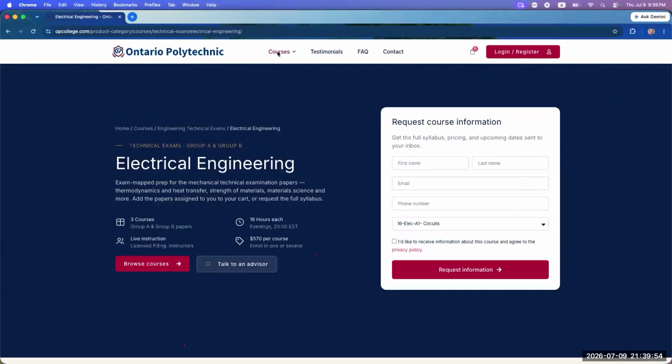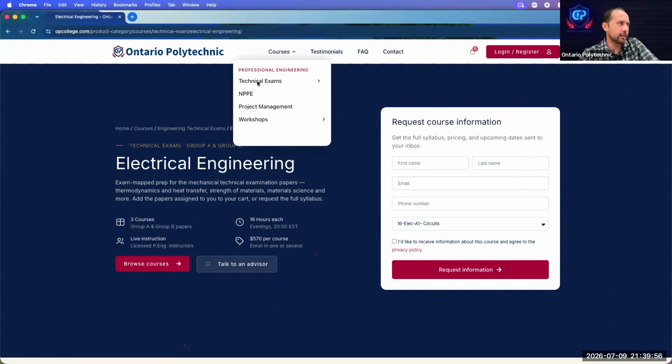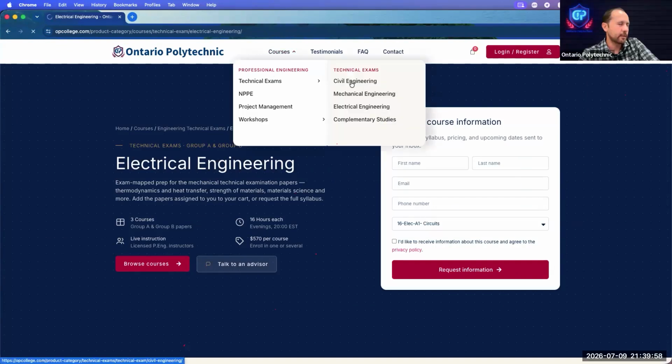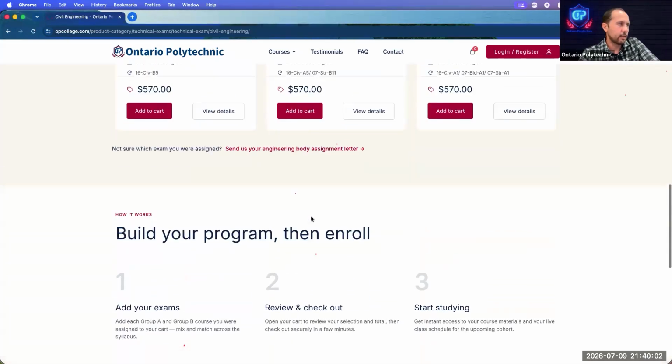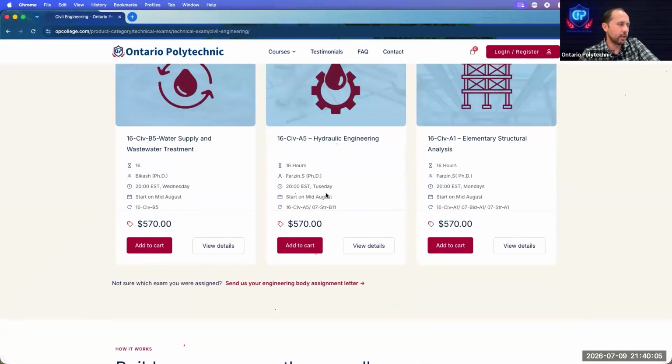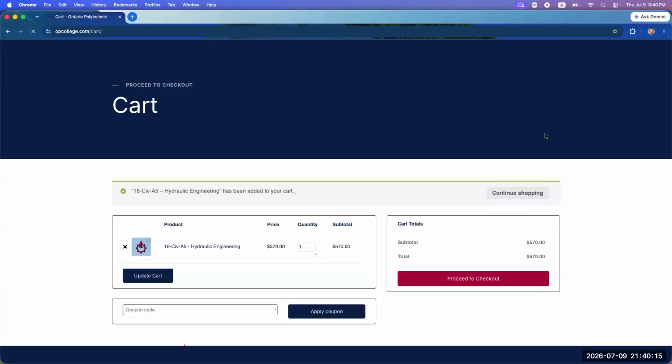I showed it at some point, but if you go to OP College, the courses, the technical exam is $570. Sorry. You can see all the information here, and we update the exact starting date. For now we put mid-August, but these are the dates and number of hours for classes, and you can just add to cart.